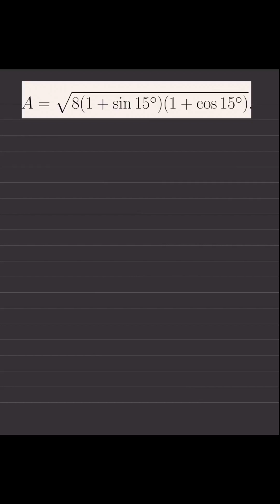To solve the problem, first we concentrate on this part, and I multiply 1 here, 1 there, and sine 15 degrees here, sine 15 degrees there. So if you don't mind, let me give this part a name. Let me call this part B. Okay, so B becomes equal to 1 times 1 plus 1 times cosine 15 degrees plus sine 15 degrees times 1 plus sine 15 degrees times cosine 15 degrees.